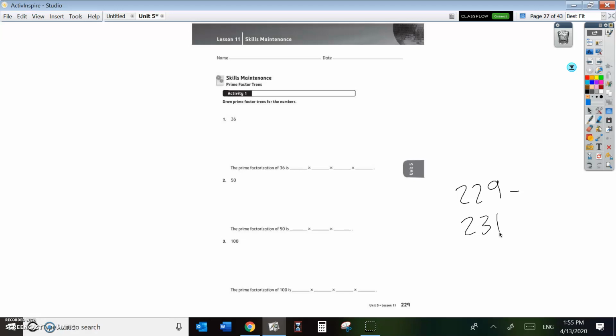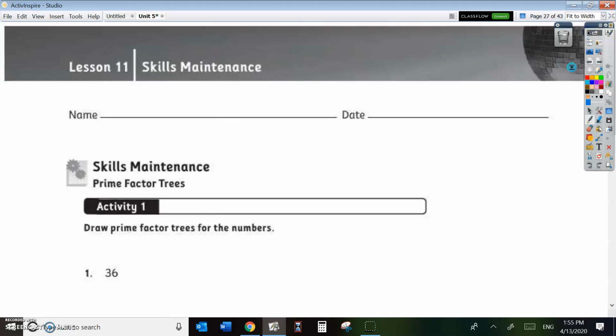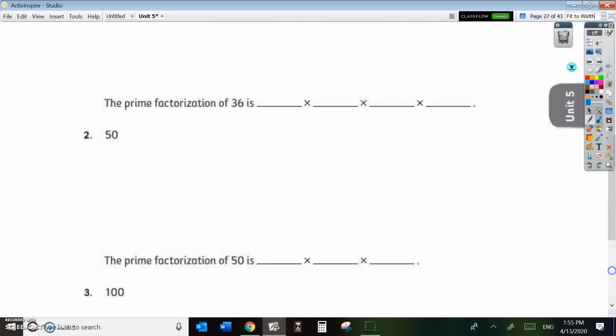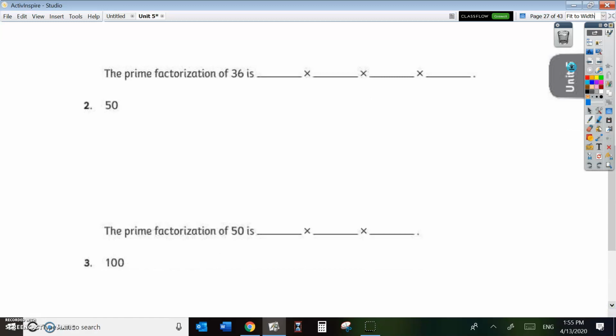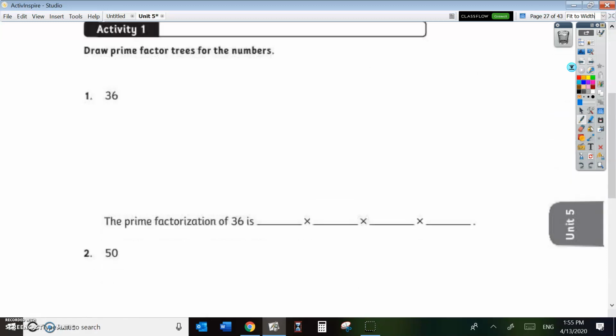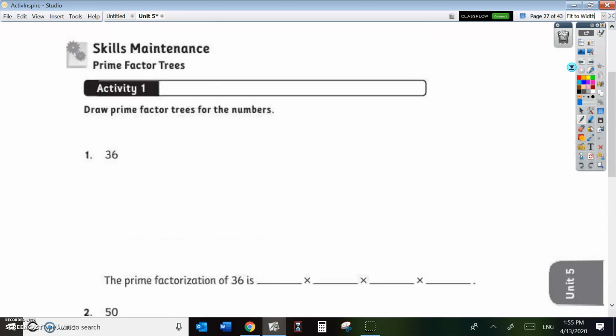I like factor trees. So what you are trying to do is find the number of factors and break down the factors until you get to all prime factors. So start with something that you know for sure. I know that 6 times 6 is 36.